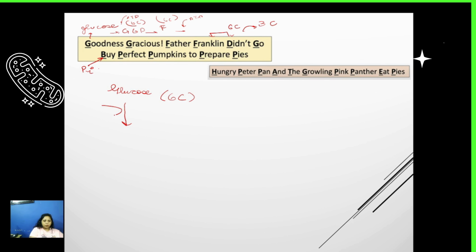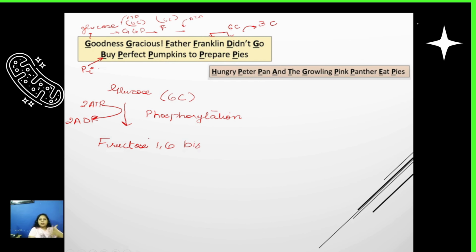So 2 ATP are converted into 2 ADP. This process is known as phosphorylation, because a phosphate group is added. Clear? Now, when two phosphate groups are added, this one is known as fructose, because isomerism takes place. I've told you earlier. It forms fructose 1,6 bisphosphate.